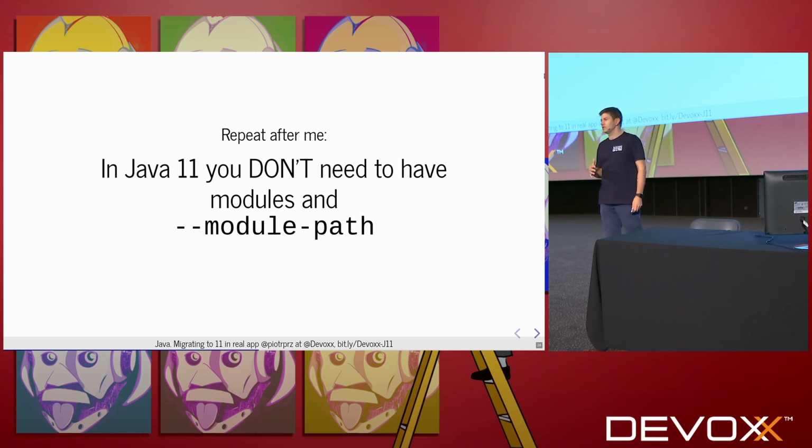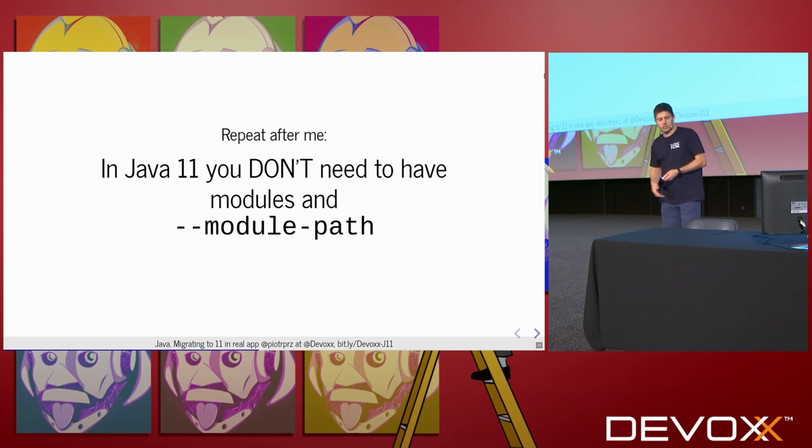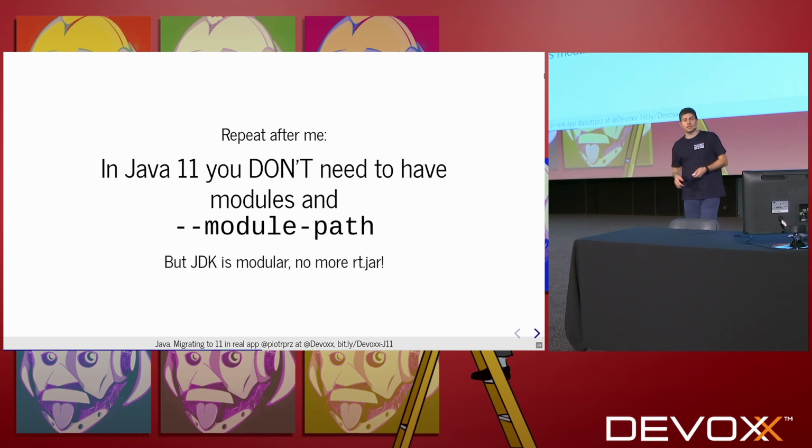I mean, you can, but you don't have to. Really. So please tell your friends to stop saying that they won't modularize their application. That's why they're not going to migrate to Java 11. Okay, but remember the JDK is modular.